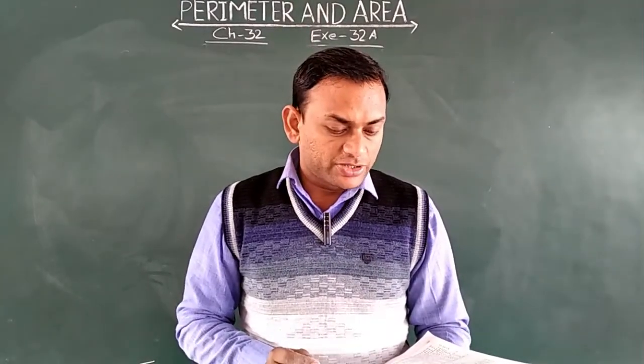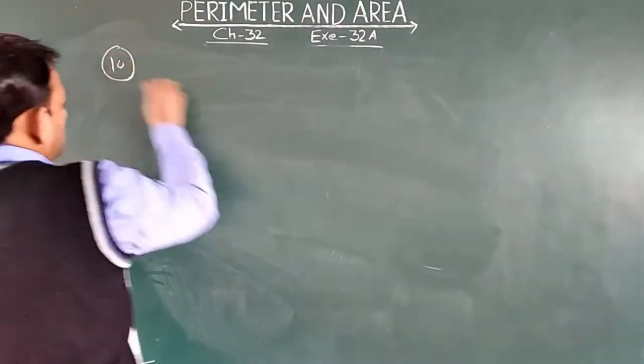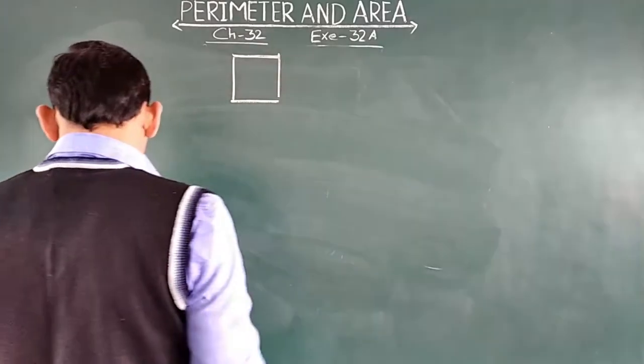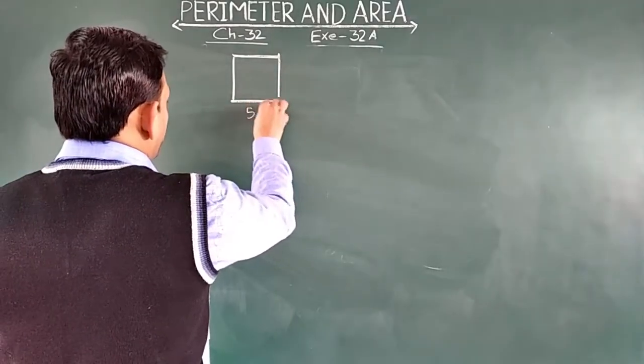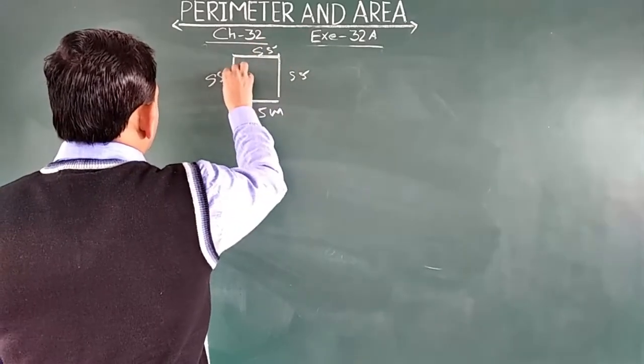This question is saying each side of a square shaped field. Okay, this is question number 10, and a square shaped field is there, and each side is given as 55 meter, means this will be 55, 55 and 55 meter.